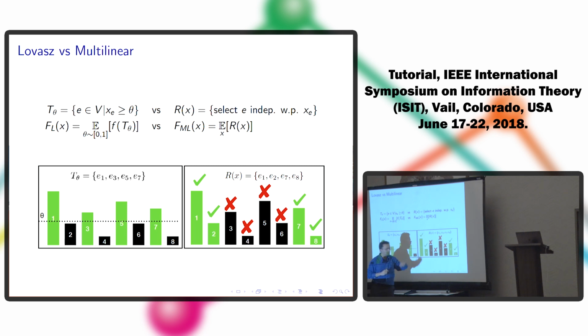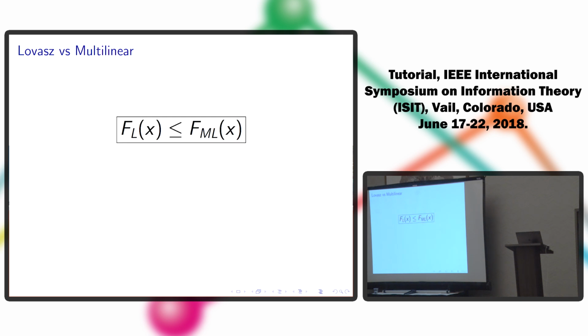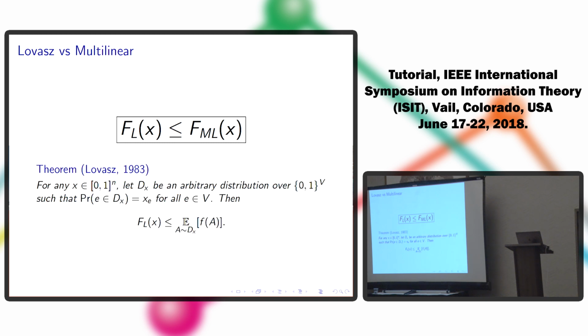With probability x2, this guy is going to be selected. With probability 1 minus x2 it is not going to be selected. So it's a different random process. What is the relationship? You can show that the Lovasz extension is always pointwise below the multilinear extension. And that is actually a result that is much more profound than this. You can show that the Lovasz extension in some sense is going to be the minimizer of all sorts of expectations where the probability distribution agrees with the marginals.